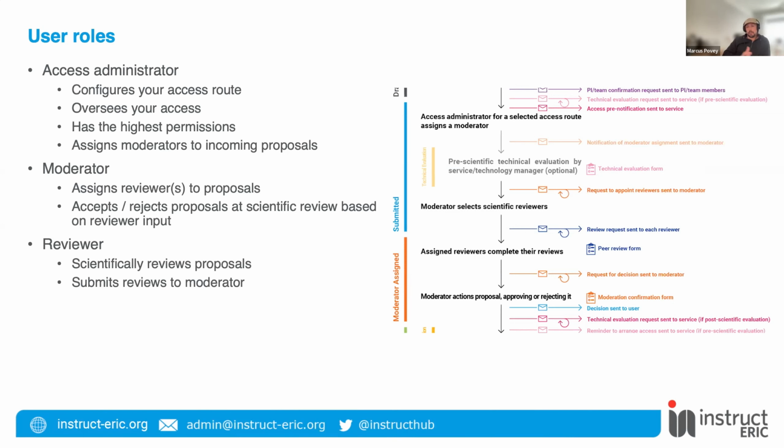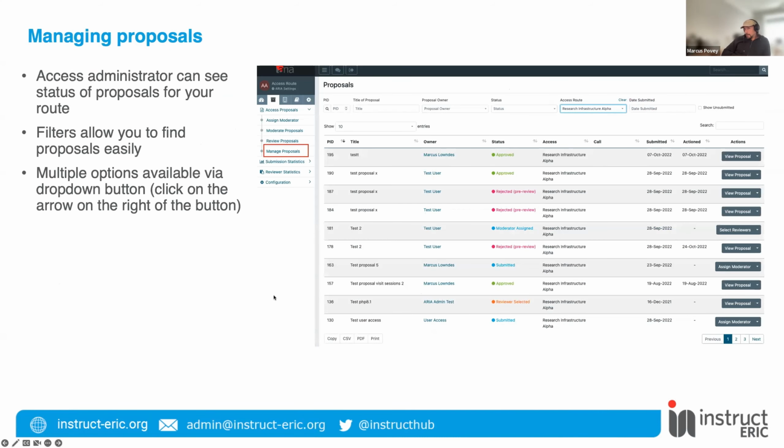People are sometimes unaware that every form you see in ARIA is customizable. And this can be done by the access administrator generally. So you don't need to email us to do it. You can just go ahead and change the forms as you like. And that includes review forms. So to start off to manage a new proposal, you'd be using something that looks like this. This is our proposal management backend.